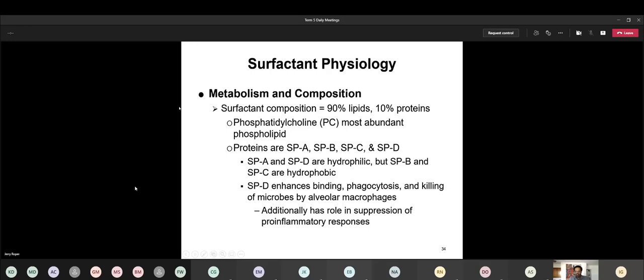And then notice that SPD also has a role in immunity as well. It's going to almost help with the T cells and take care of any foreign organisms or bodies that don't need to be there.